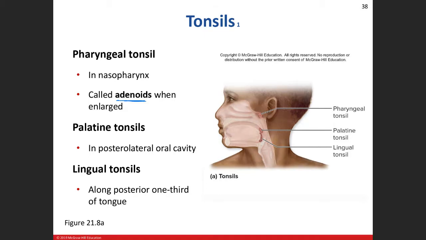I said, well, one, she should be chewing her food better, but at the same time, these adenoids can actually obstruct airflow and whatnot. We'll talk about that later on.